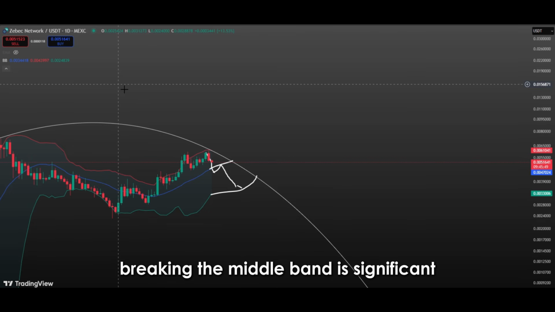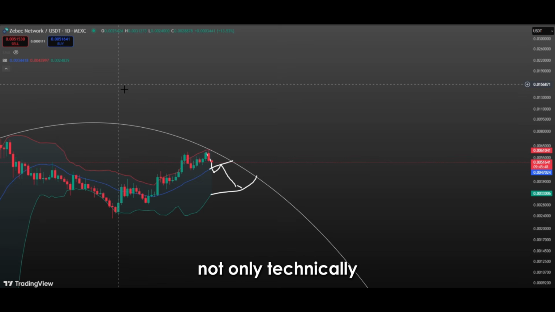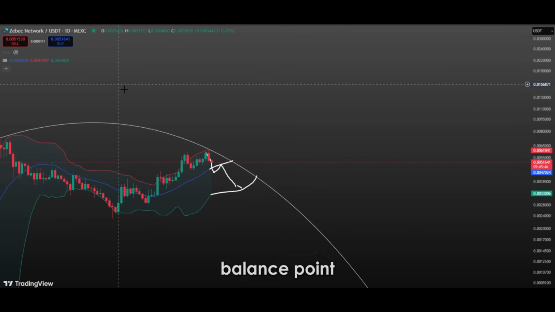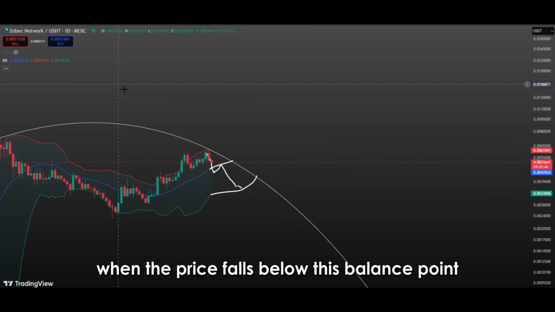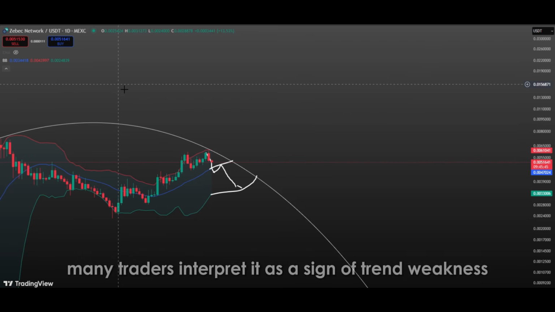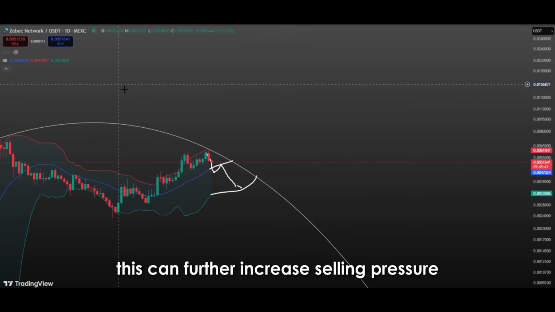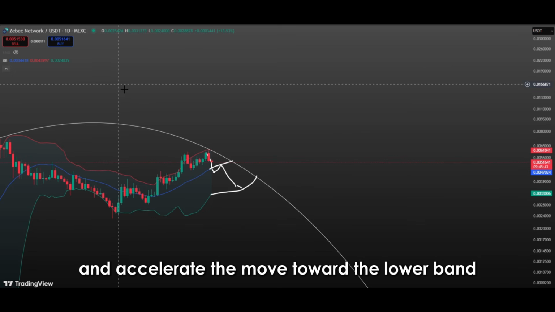Breaking the middle band is significant not only technically but also psychologically. The middle band is viewed by many traders as a balance point. When the price falls below this balance point, many traders interpret it as a sign of trend weakness and may start reducing or closing positions. This can further increase selling pressure and accelerate the move toward the lower band.